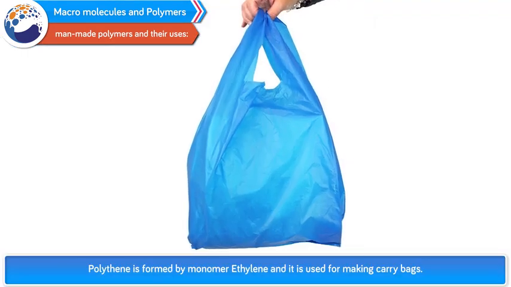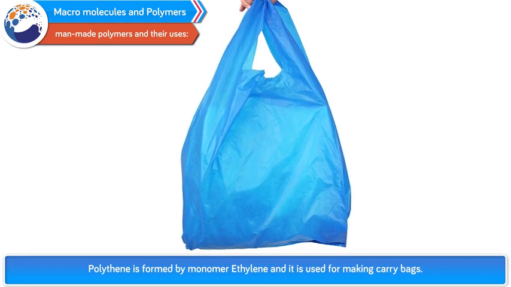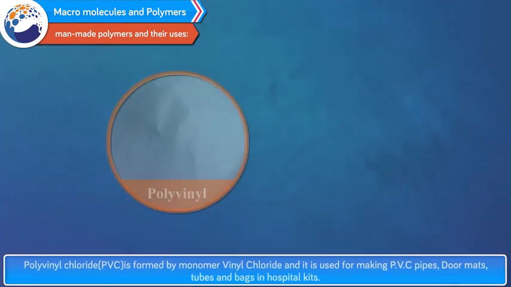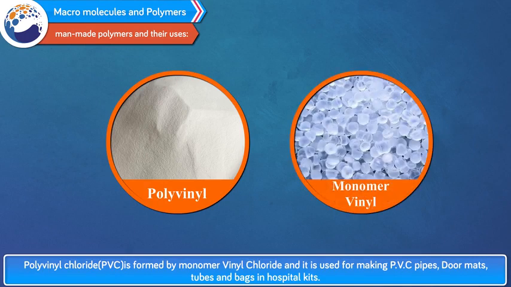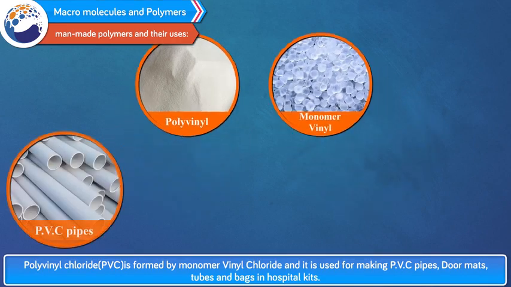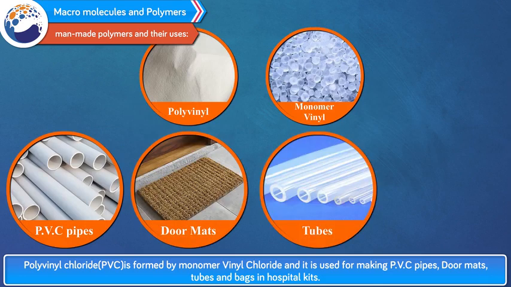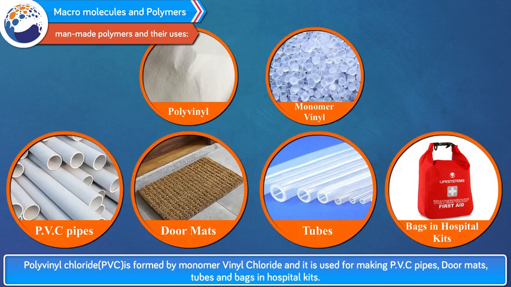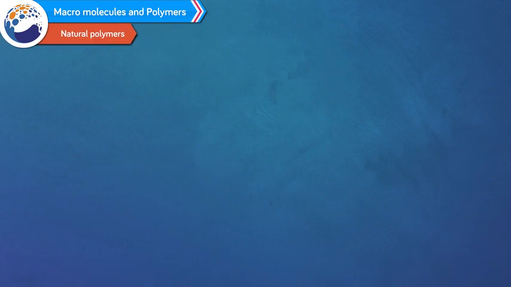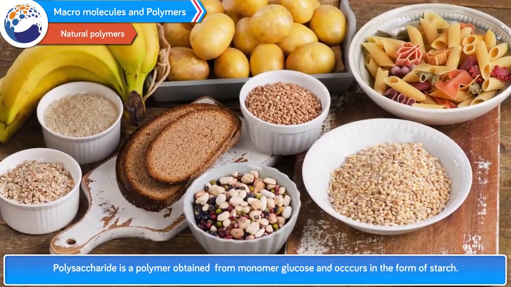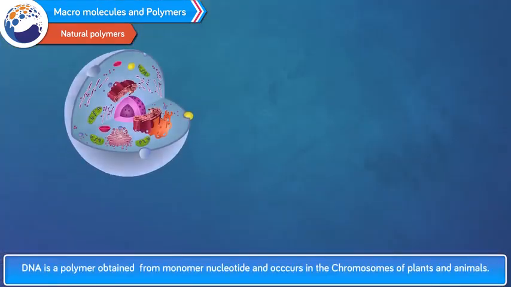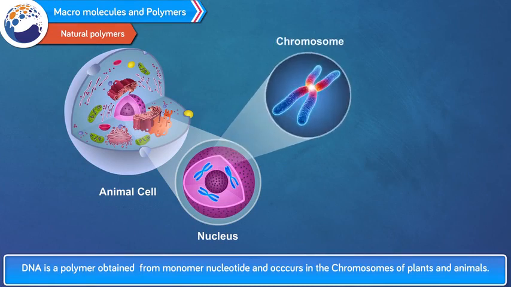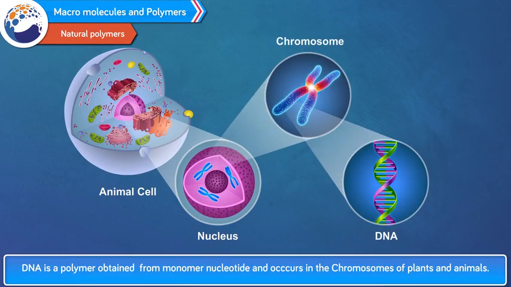Following are examples of man-made polymers and their uses. Polythene is formed by the monomer ethylene and it is used for making carry bags. Polyvinyl chloride, PVC, is formed by the monomer vinyl chloride and it is used for making PVC pipes, doormats, tubes and bags in hospital kits. Examples of natural polymers are: polysaccharide is a polymer obtained from the monomer glucose and occurs in the form of starch. DNA is a polymer obtained from the monomer nucleotide and occurs in the chromosomes of plants and animals.